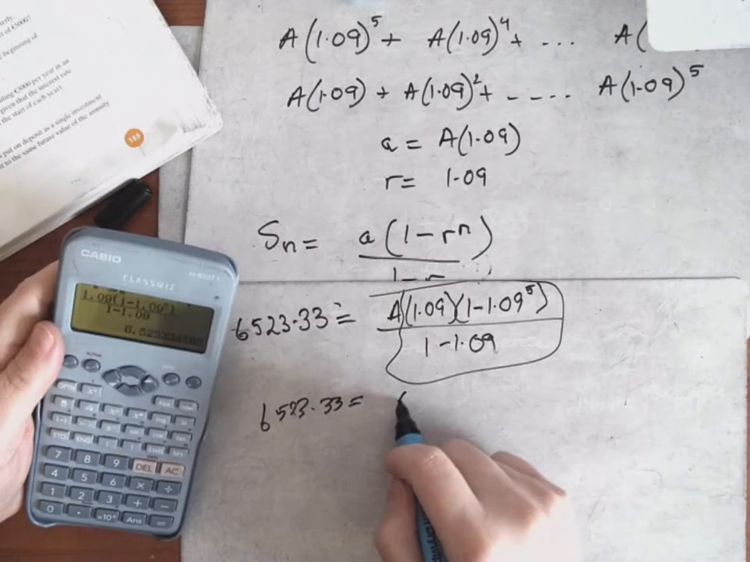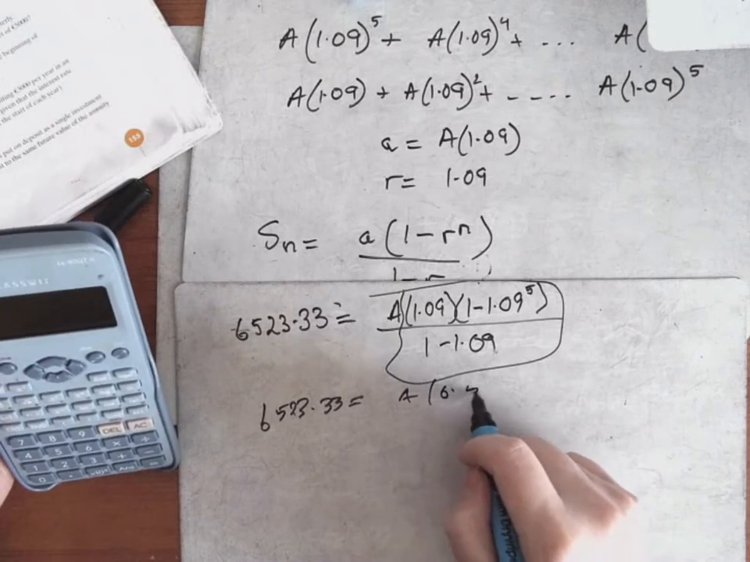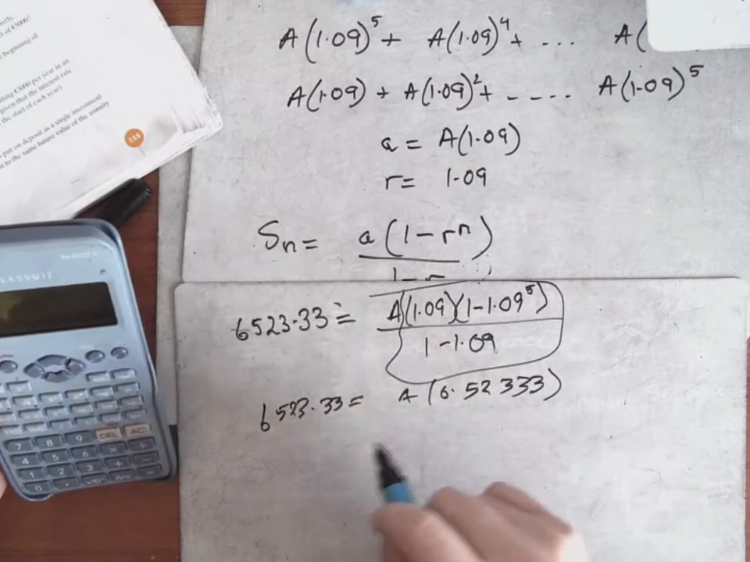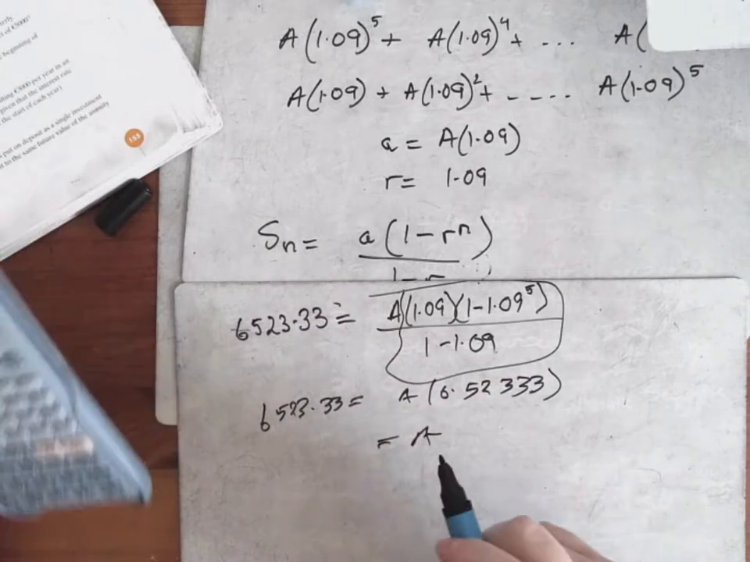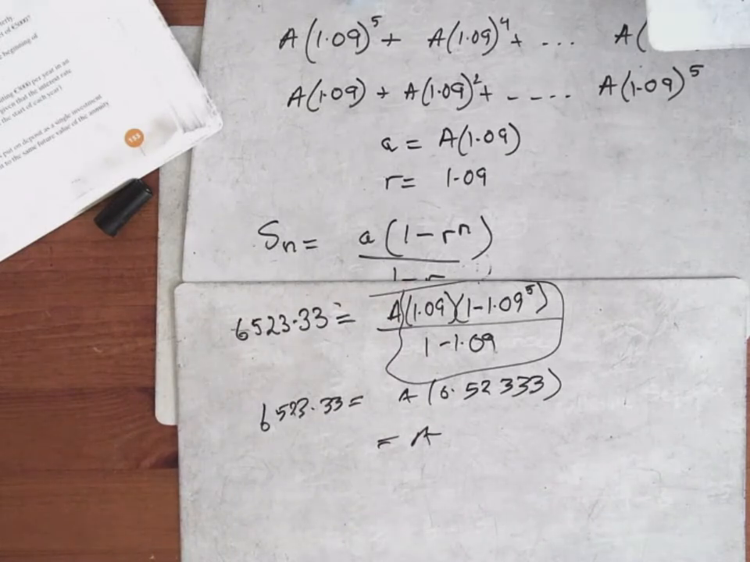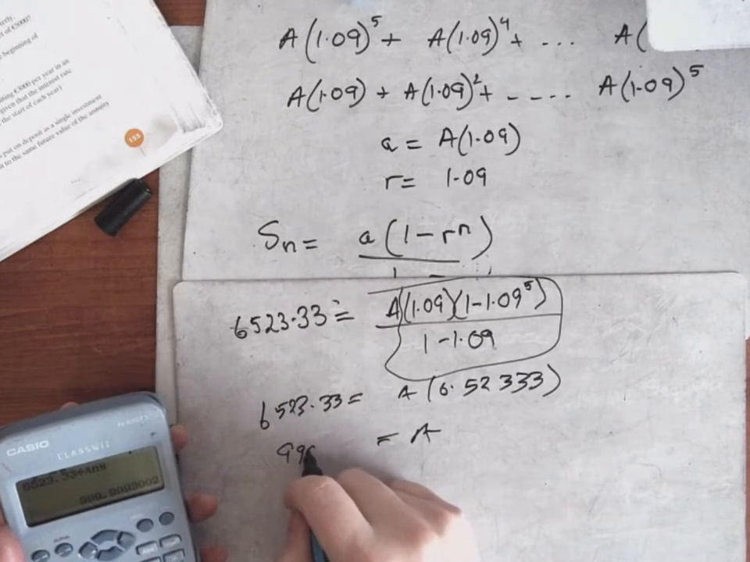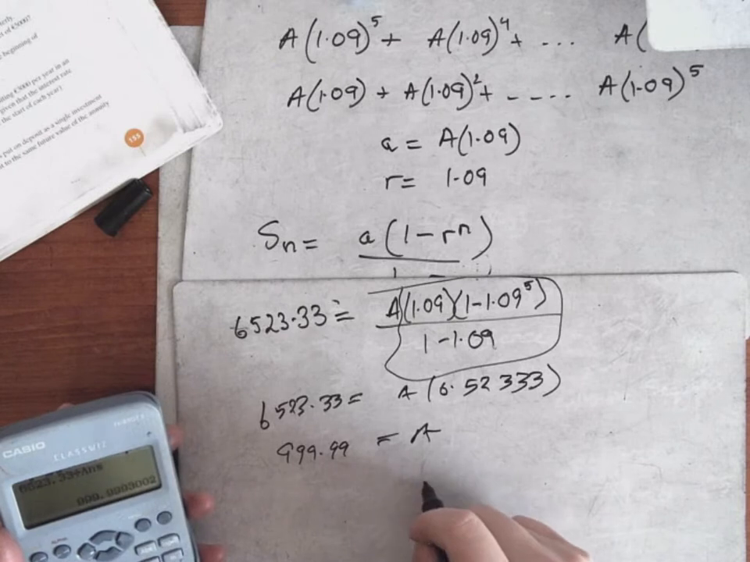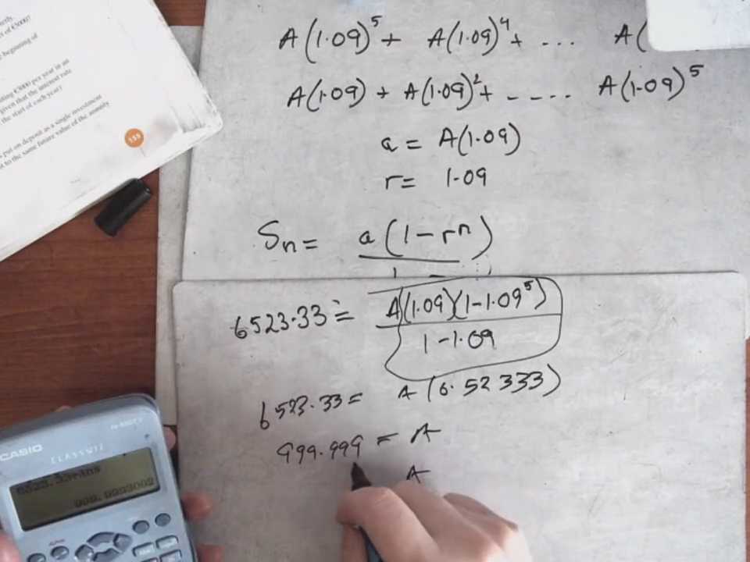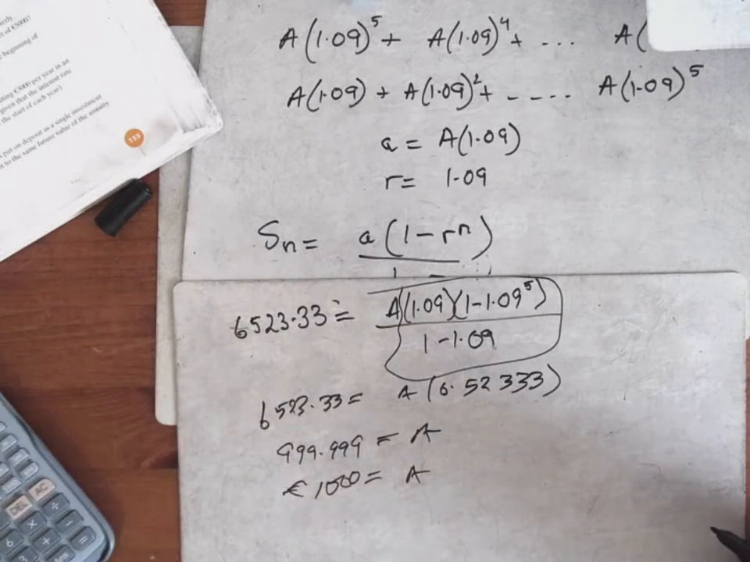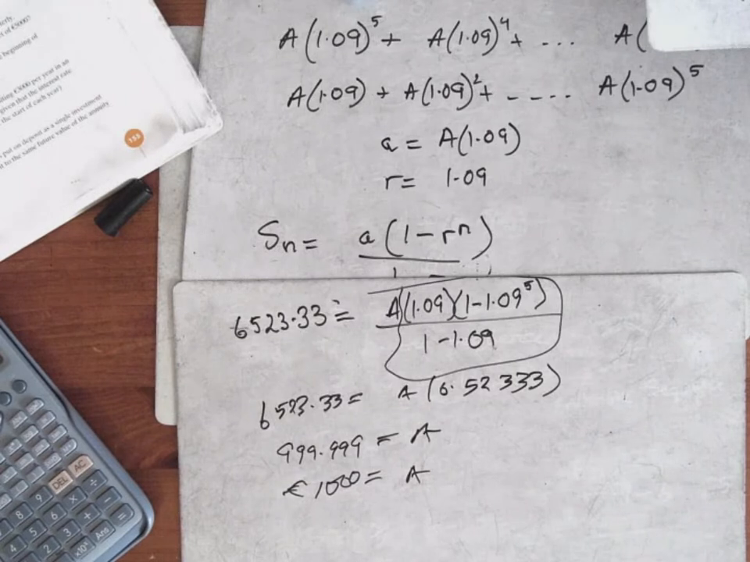6523.33 equals A multiplied by 6.5233, and then divide, so you get A is equal to 6523.33 divided by that, which equals 999.99. So that means, rounded up, it's €1,000. So she basically saved €1,000 every year for 5 years, and that's what she ended up with. Is that alright? Okay, that was number 6.